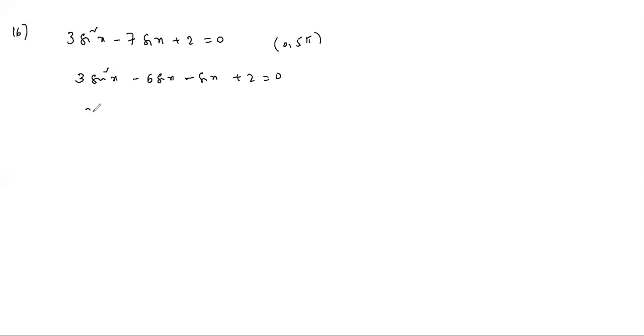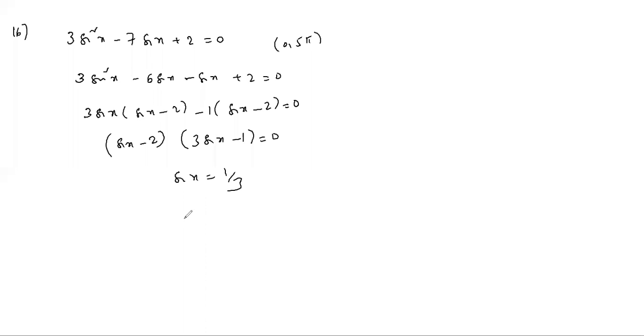Next, 16th one. Same equation: 3 sin square x minus 7 sin x plus 2 equals 0, where x is from 0 to pi by 2. What are the roots? 3 sin square x minus 6 sin x minus sin x plus 2 equals 0. 3 sin x common, sin x minus 2, minus 1 common, sin x minus 2 equals 0. So sin x minus 2 into 3 sin x minus 1 equals 0. Sin x equals 2 is not possible. Okay. Only sin x equals 1 by 3.